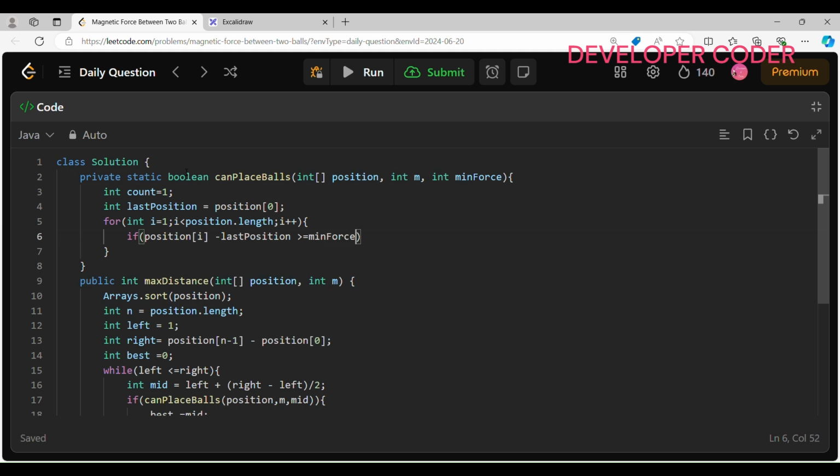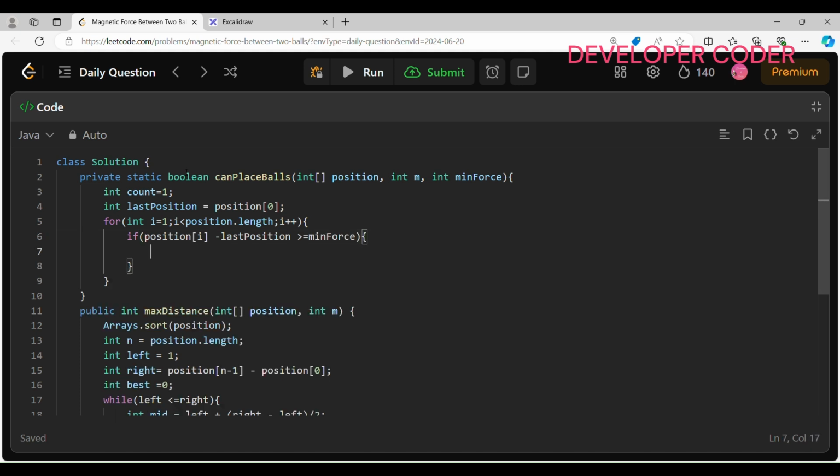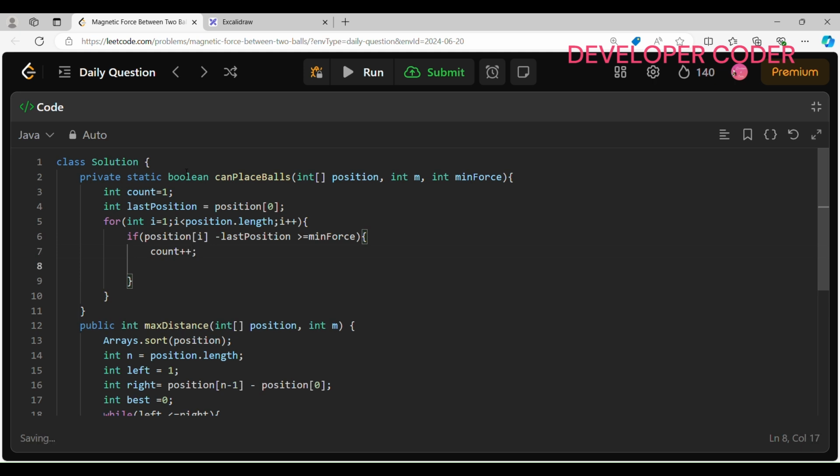Okay, if this is true, then only in that case I have to increment the count, right? Only in that case I have to place another ball here, right? So I have incremented the count, and I have to update my last position as well, right? So now my lastPosition is going to become position of i. Okay, this is done.